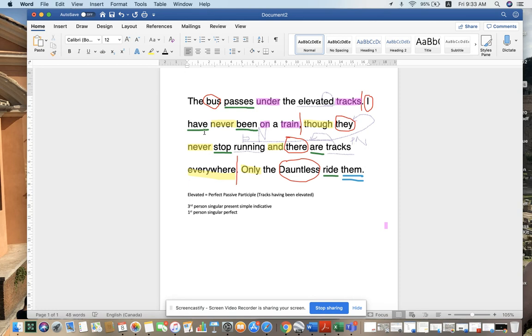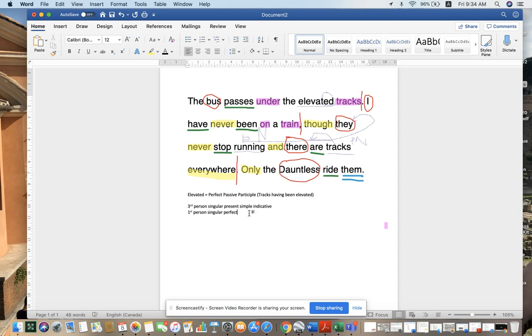How do I know it's perfect? Because of this, have, okay? I have been, okay? Why would the author use have never been instead of I was never on a train? Because just now, right, the narrator has passed under the tracks, and just now, the narrator of the story is thinking about a train. This is where it's so important to know your verb tenses, because you have that image of a person sitting on a bus, seeing tracks, and in that moment using the perfect and saying, I have never been.